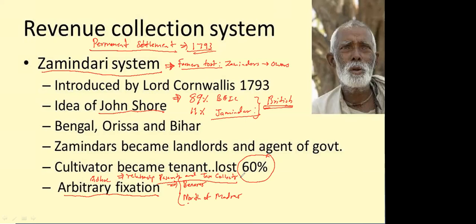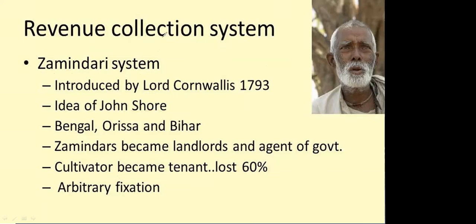Later on, the zamindars also started feeling the heat because the British did not let them collect peacefully. They started to extract more and more. Then zamindars also faced problems. And those zamindars who defaulted, their lands were confiscated because of non-payment of revenue, and these lands were auctioned.